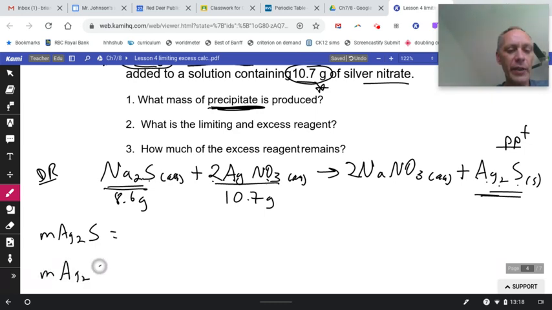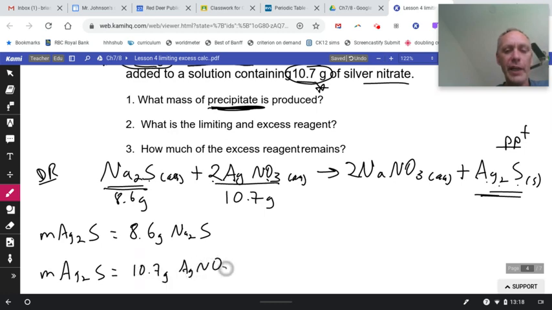Mass of Ag2S. So we're going to start off with one reactant, 8.6 grams of Na2S. And then we're going to solve it for the other reactant, 10.7 grams of AgNO3. And we're going to see which one produces the least amount, and that's our limiting reagent. So this is the only extra step from the previous problem, is we need molar masses. So the molar mass of Na2S is 247.81 grams per mole. So I'll flip it.